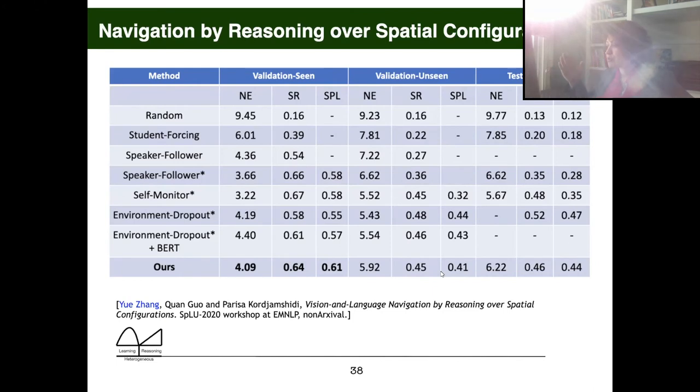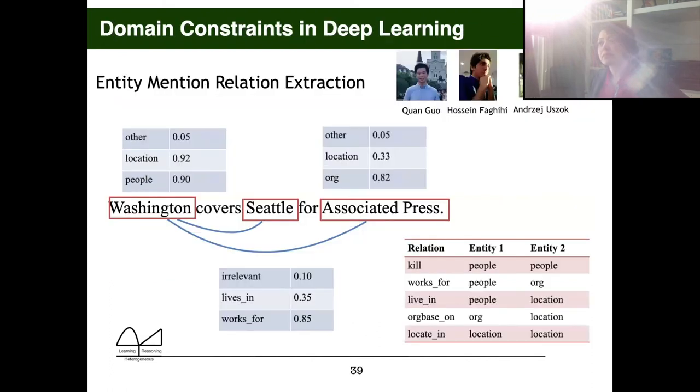We are able to deal with the language variety by looking at the instruction structure, but we didn't do something specific to really deal with the new visual environment. So that's why it's reasonable that we improve in the observed environment.